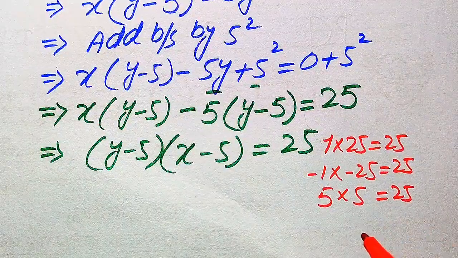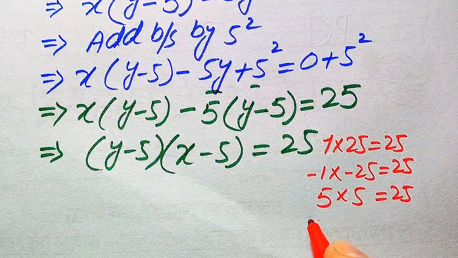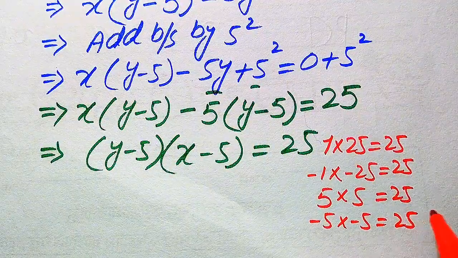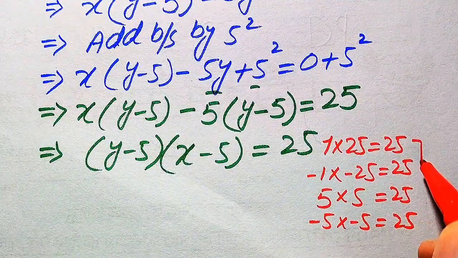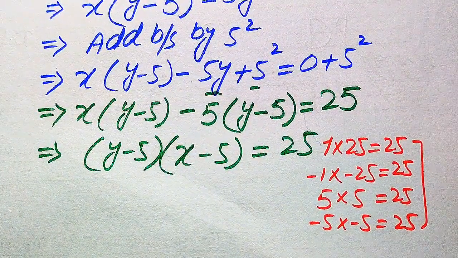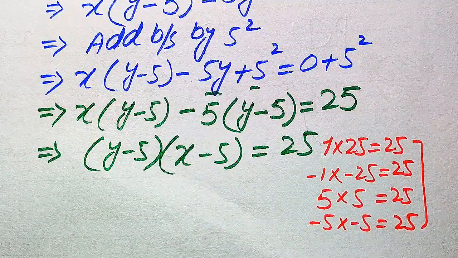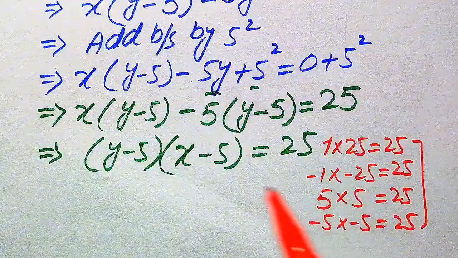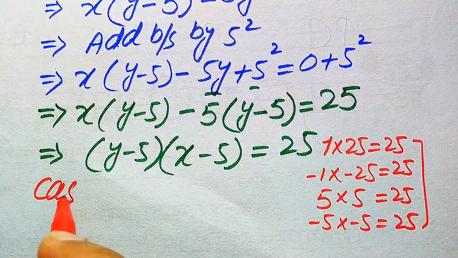So we have these three cases, or in other words we write it as -5 multiplied by -5, which is also 25. So these are the four possibilities in which the product of two numbers becomes 25. So here we divide our equation into these four cases.